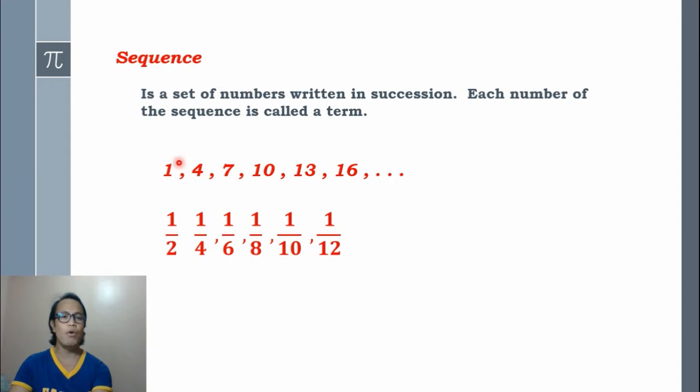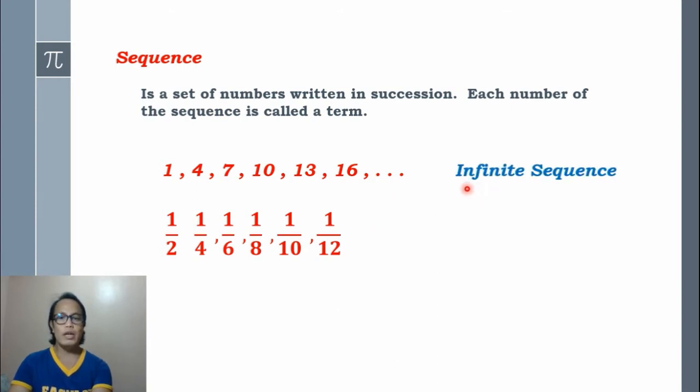For example, 1 is our first term, 4 is the second term, 7 is the third term, and so on. And in the second example, we have 1 half as our first term, 1 fourth as our second term, and so on. There are two types of sequence.